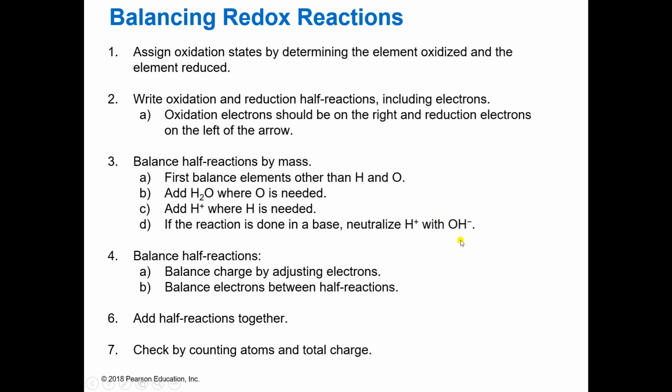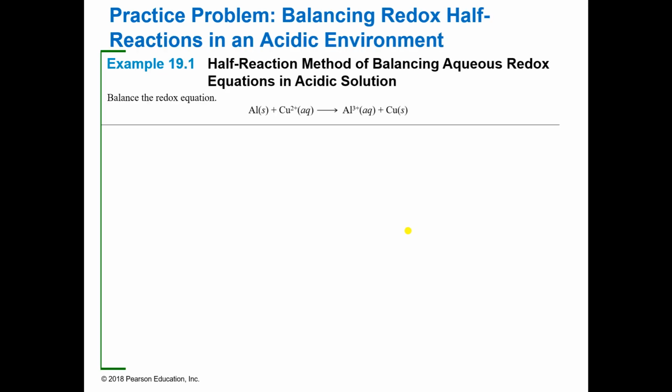But the hydroxide, because it's a basic solution, is going to neutralize those hydrogen ions. Okay? Now, once we balance the charge by adjusting the electrons and balance the electrons by using multipliers if necessary, then we combine the two reactions, and we eliminate anything that's the same on the left and the right of the arrow to cancel it out. And then, of course, we check. So if we look at this example here, this is just a very simplistic look at balancing half reactions.